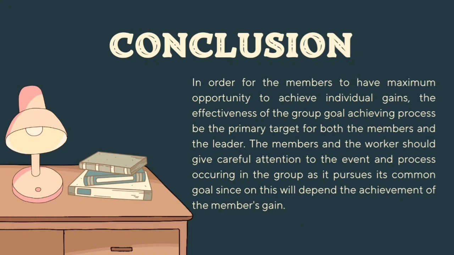Conclusion. In order for the members to have maximum opportunity to achieve individual gains, the effectiveness of the group goal achieving process should be the primary target for both the members and the leader. The members and the workers should give careful attention to the events and processes occurring in the group as it pursues its common goal, since on this will depend the achievement of the members' gains.